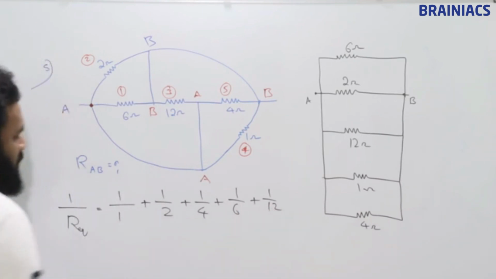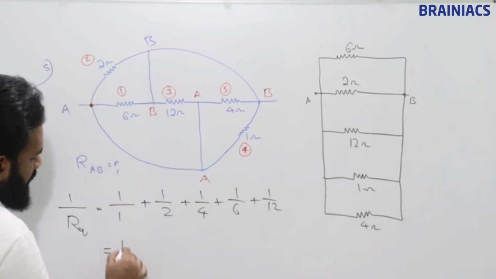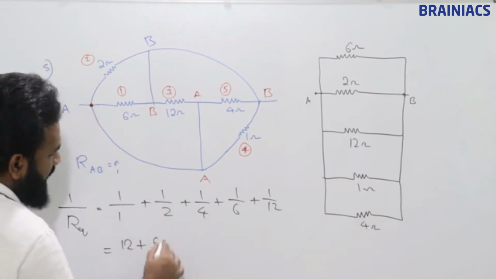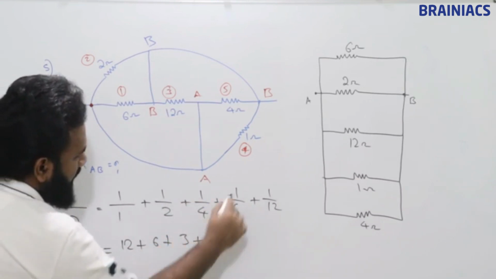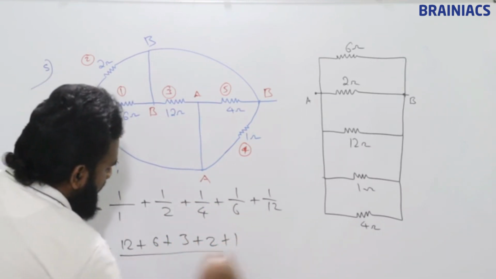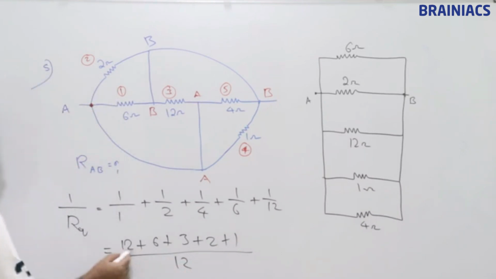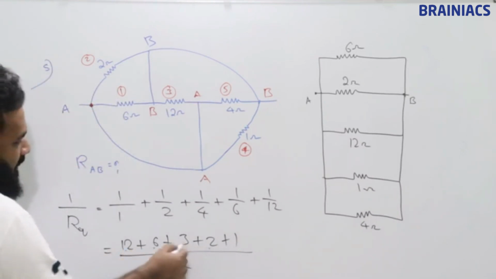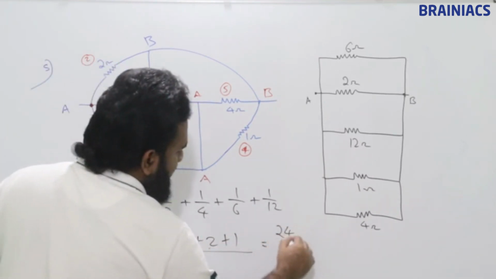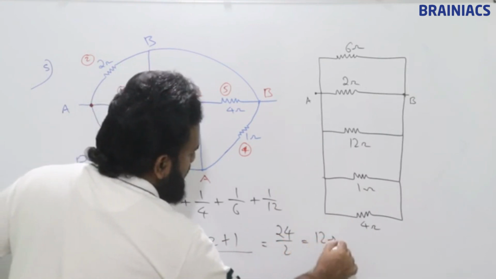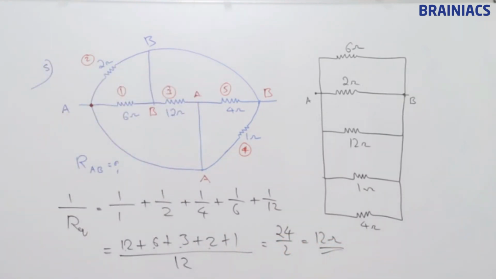We will take 12 as LCM. Now here 12 will come, here 6 will come, here 3 will come, here 2 will come, here 1 will come, all divided by 12. So 18, 20, 24. 24 by 2, this is going to be 12 ohm. Pause the screen and see the solution.